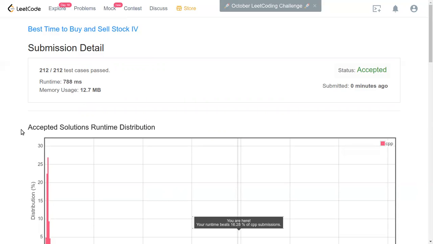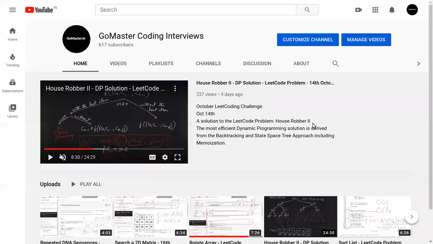So if you know any better methods than this, please let me know, and we can discuss that in the comments. If you have any questions, any comments, please put it down there.